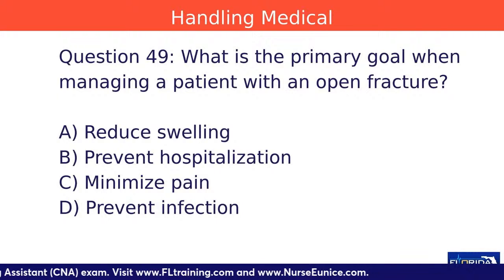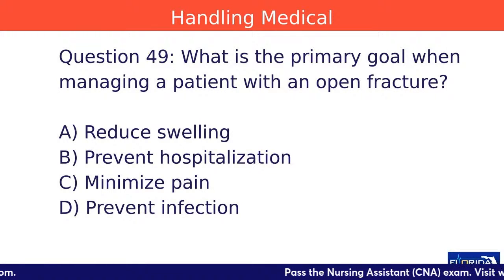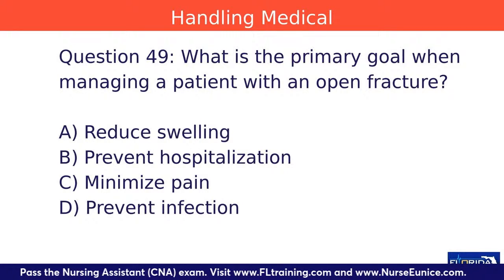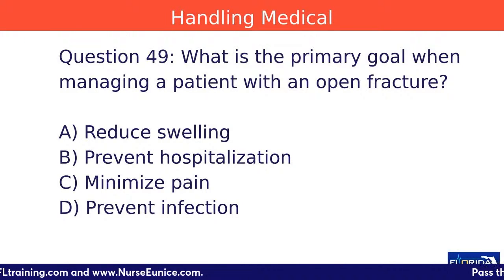All right, we're almost done, everybody. 49. What is the primary goal when managing a patient with an open fracture? A, reduce swelling. B, prevent hospitalization. C, minimize pain. Or D, prevent infection. An open fracture, that just means that the bone has broken through the skin. So not only did it break, you have bone sticking out of the skin.